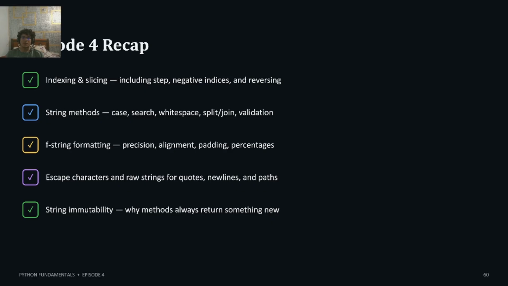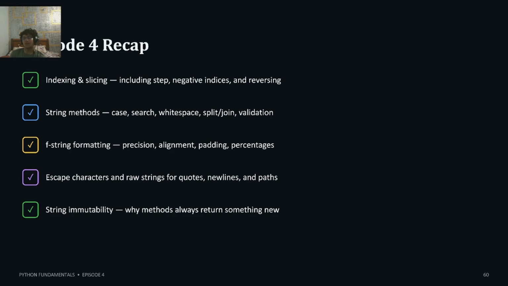Now moving on to the recap. Let's recap everything we covered today. Indexing and slicing, including the step parameter and reversing strings, every major string method, case conversions, searching, white space, split and join, and validation, full F string formatting, precision, alignment, padding, and percentages, escape characters and raw strings, and string immutability, which explains why every method hands you back something new instead of changing the original one.